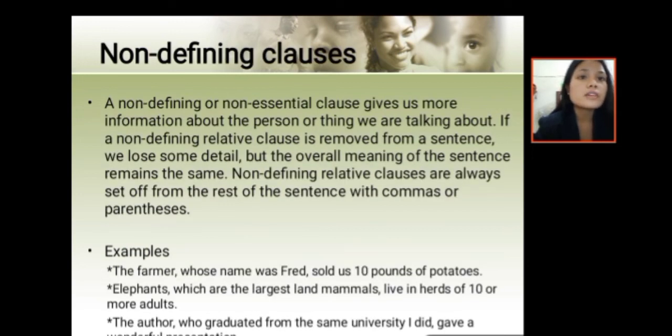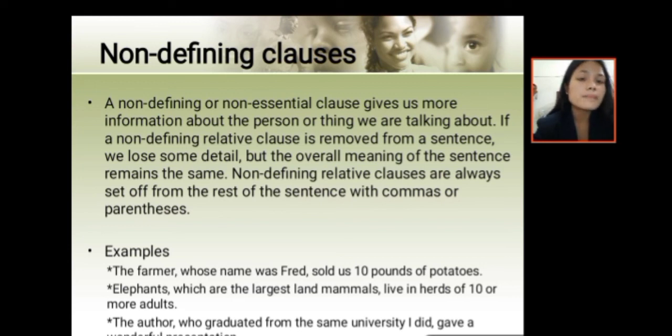Non-defining clauses. A non-defining or non-essential clause gives us more information about the person or thing we are talking about. If a non-defining relative clause is removed from a sentence, we lose some detail, but the overall meaning of the sentence remains the same. Non-defining relative clauses are always separated from the rest of the sentence with commas or parentheses.